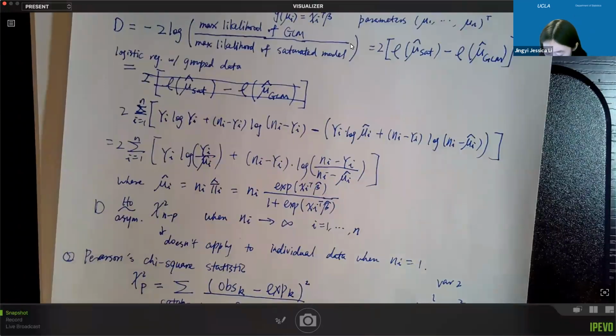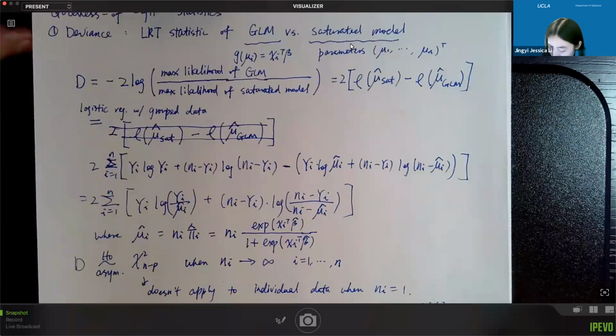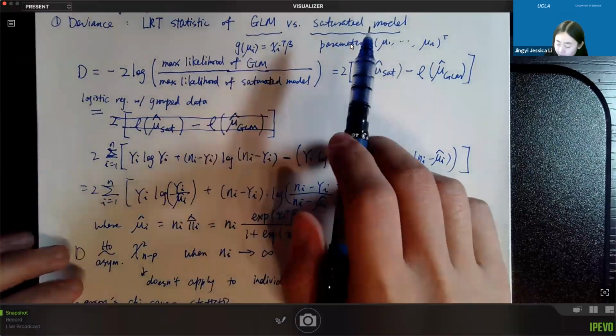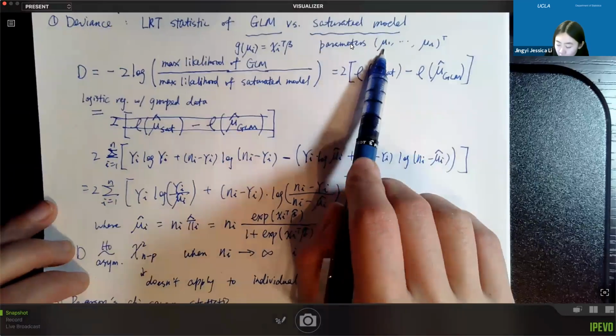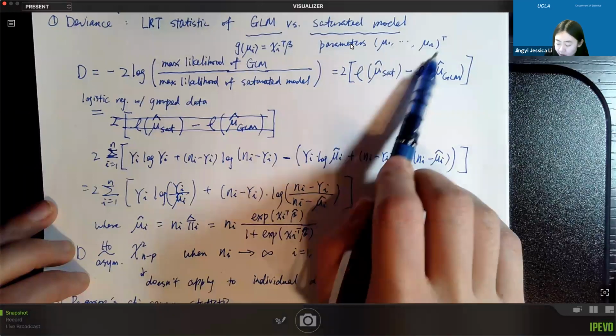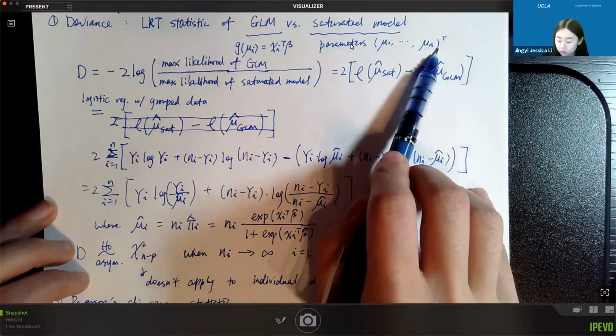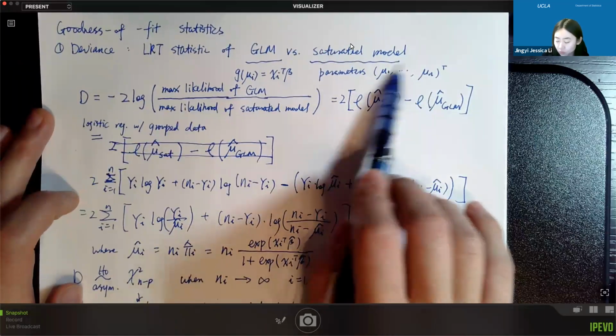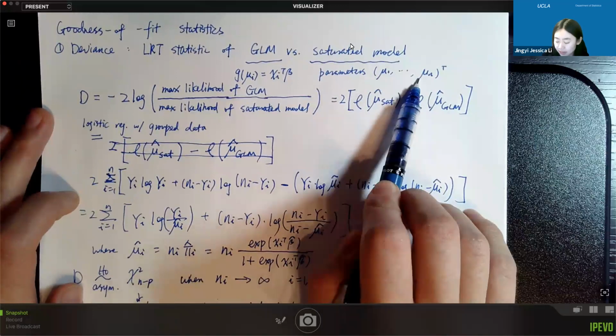Next, we'll talk about the goodness of fit of a GLM to our data. To achieve that, we are going to compare the likelihood of the GLM versus the likelihood of a saturated model, where we give each observation yi its own mean parameter mu i, and those mu 1 to mu n are not connected in any way. In other words, we have n parameters that can vary freely. So we can call this degrees of freedom n.